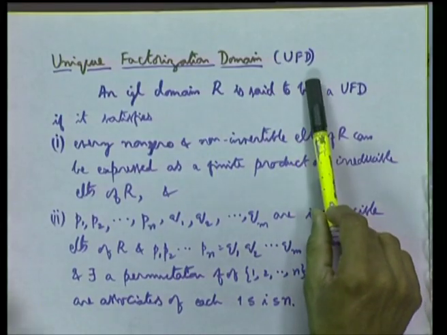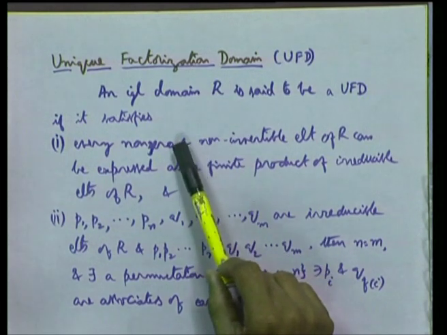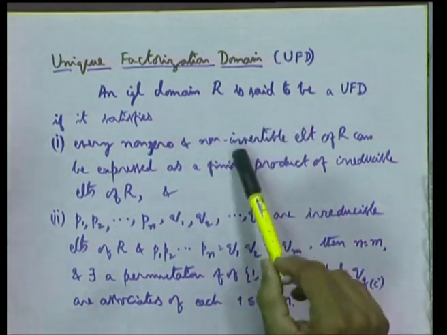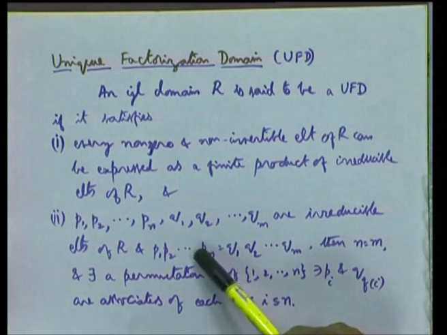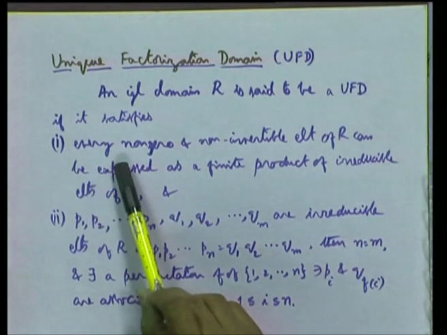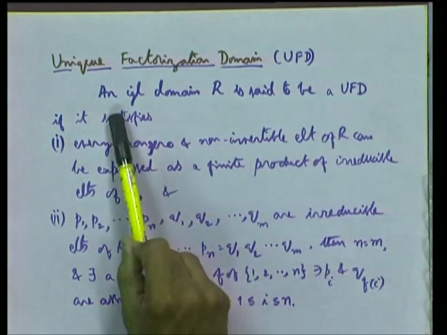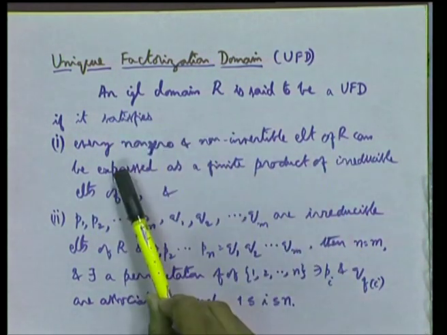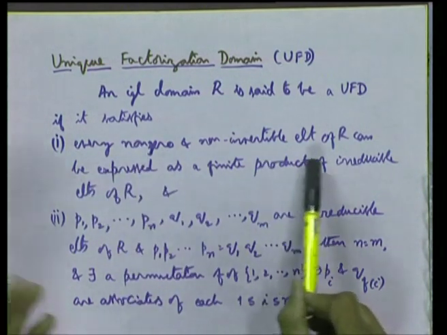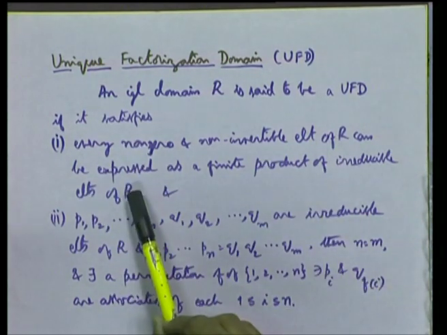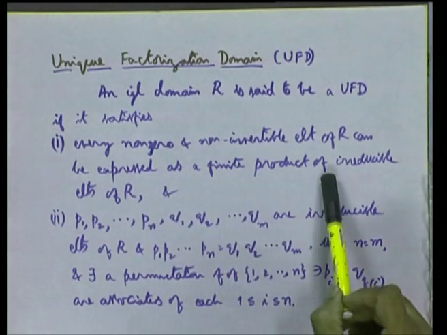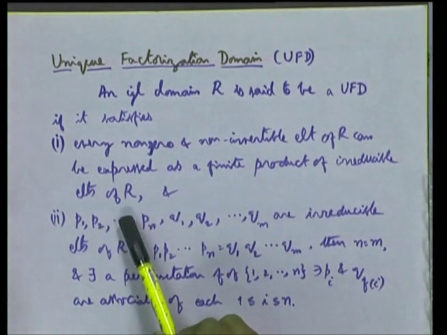Next, we make the definition of the unique factorization domain. This we abbreviate as UFD. This is also an integral domain satisfying the following two conditions. Every non-zero and non-invertible element of R, where an integral domain R is taken, should be expressed as a finite product of irreducible elements of R.